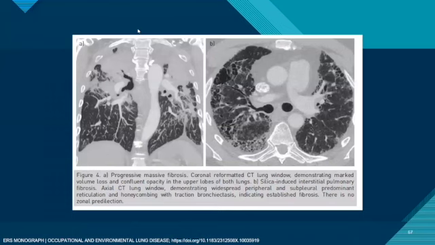This diagram here, figure A, shows progressive massive fibrosis on a coronal cut. You can see how extensive the fibrosis is, mainly affecting the upper lobes. And B, this is just an axial CT, again showing widespread peripheral and subpleural predominant reticulation. So that's all along here, indicating established fibrosis.